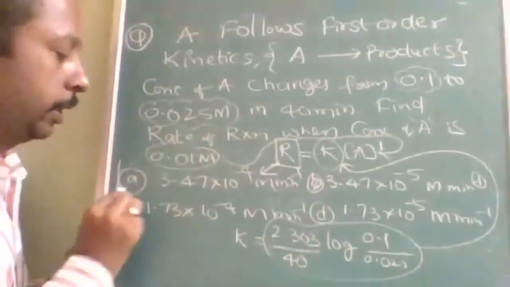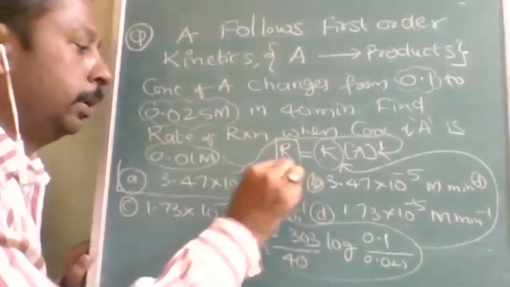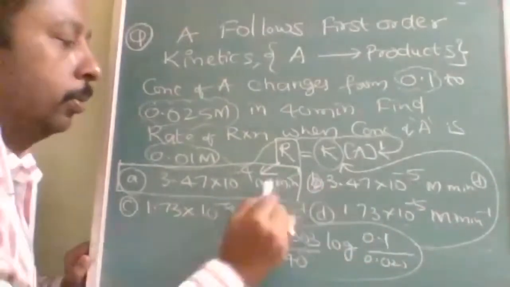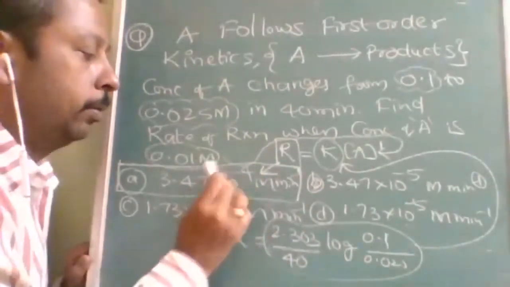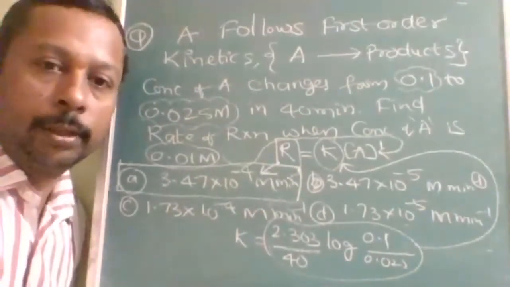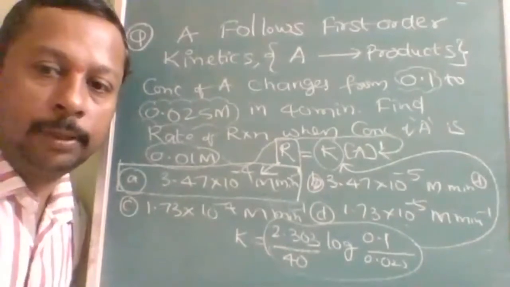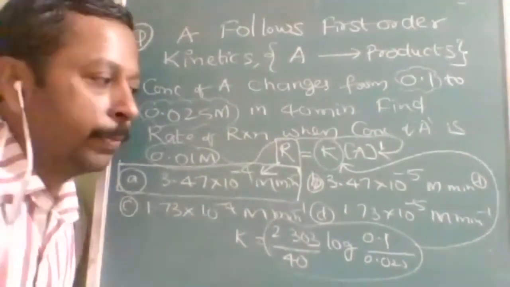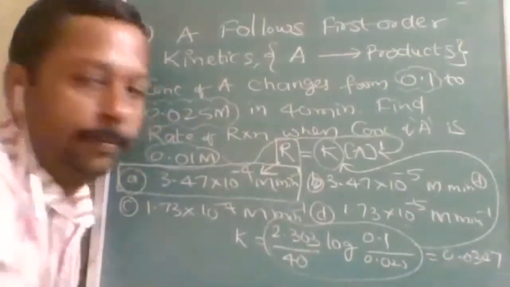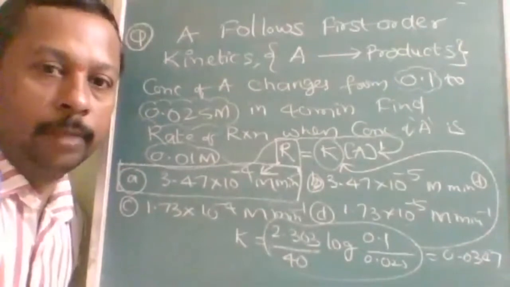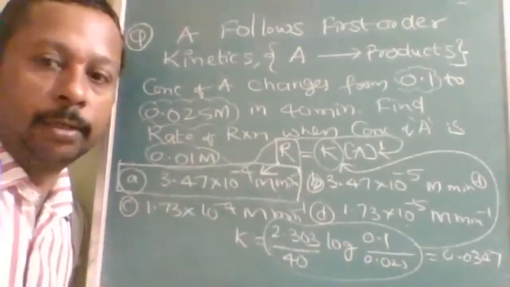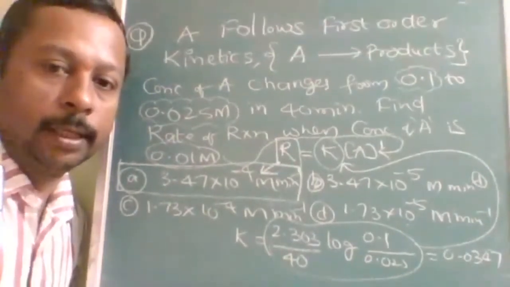What is the correct answer? 3.47 into 10 to the power of -4. Here both are very tricky solutions. One answer is 10 to the power of -4. K you are getting after simplifying this is 0.0347, so 0.0347 into 10 to the power of -2. So 3.47 into 10 to the power of -4 will be the correct answer.